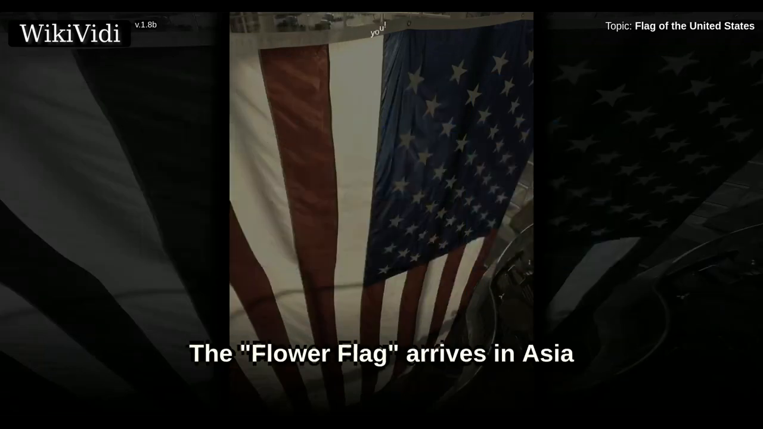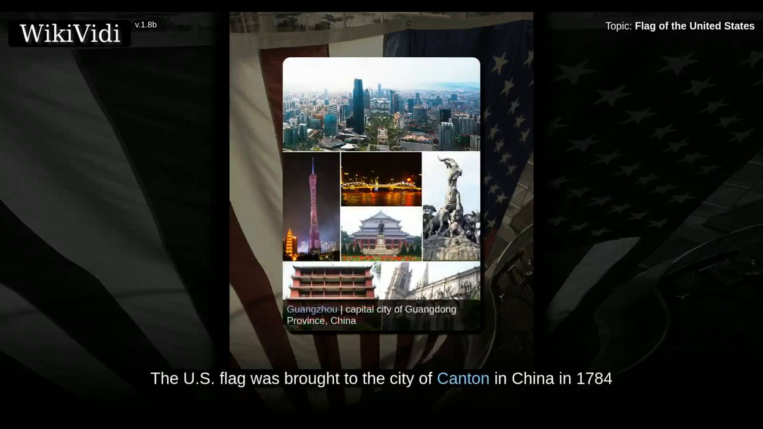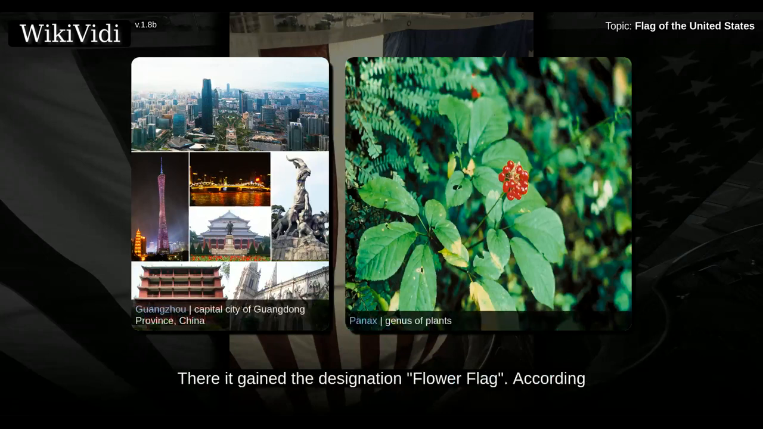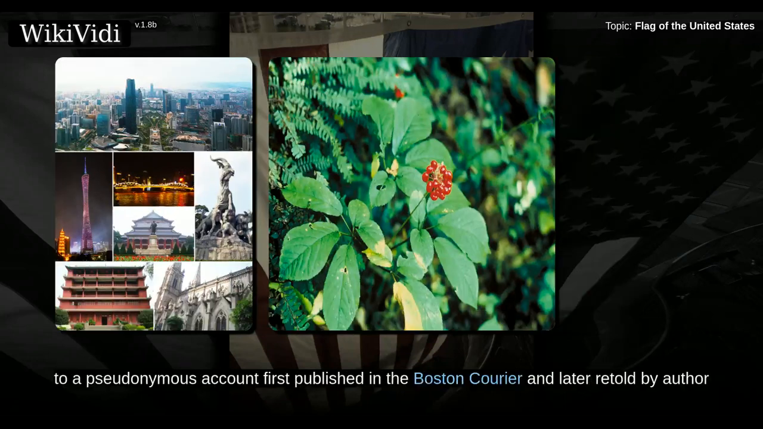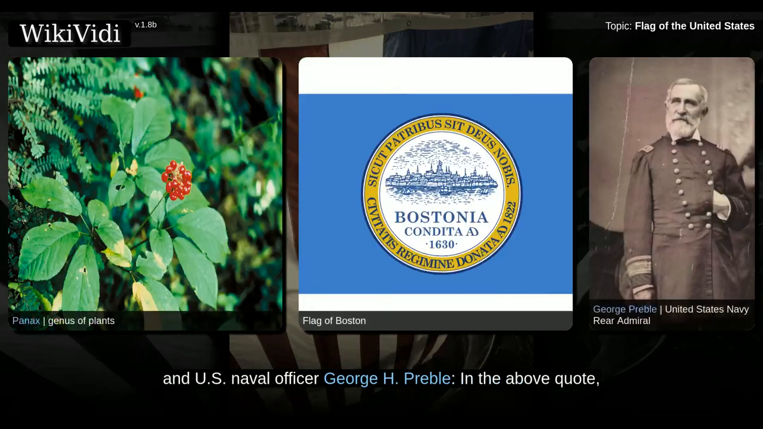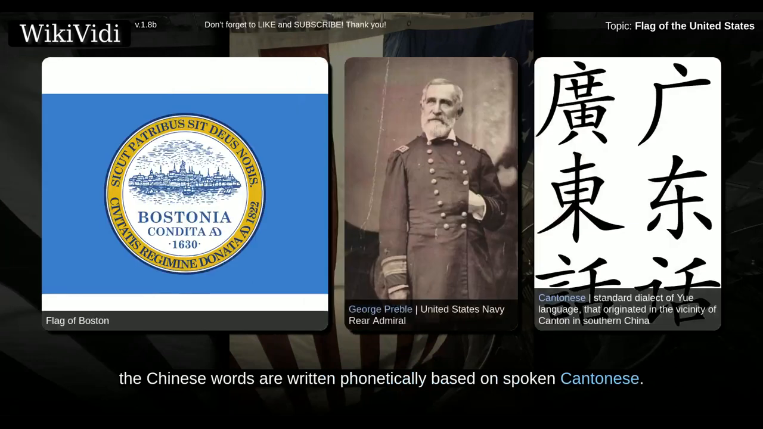1959. The flower flag arrives in Asia. The U.S. flag was brought to the city of Canton in China in 1784. By the merchant ship Empress of China, which carried a cargo of ginseng. There it gained the designation flower flag. According to a pseudonymous account first published in the Boston Courier and later retold by author and U.S. naval officer George H. Preble, in the above quote, the Chinese words are written phonetically based on spoken Cantonese.